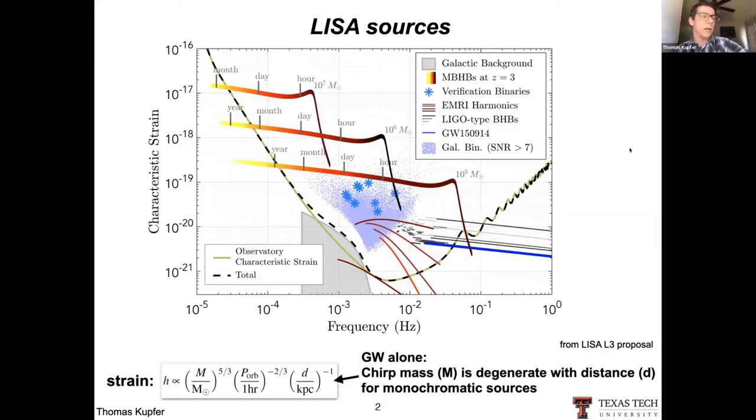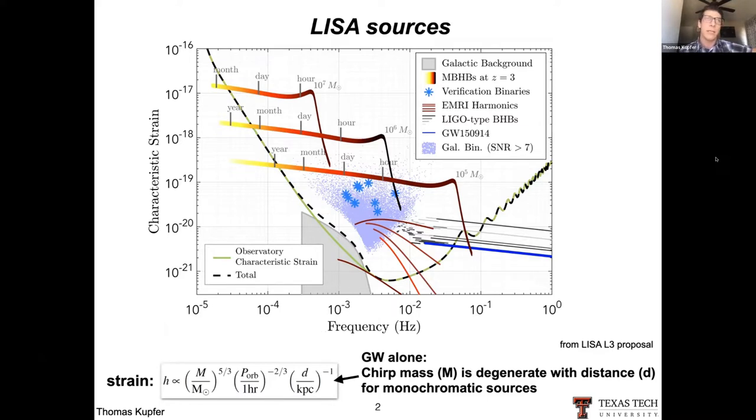Let me start with my favorite plot. I always show this because I like it so much: the frequency strain plot. You see that the dominant sources are the bread and butter for LISA. That will be galactic binaries, right? These are the purple dots here. We all have seen that.